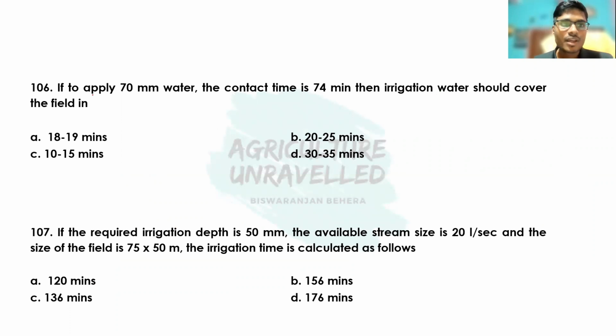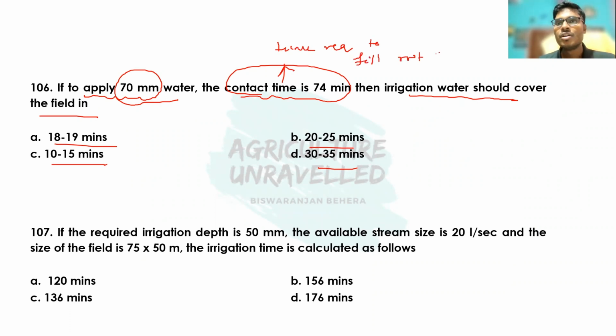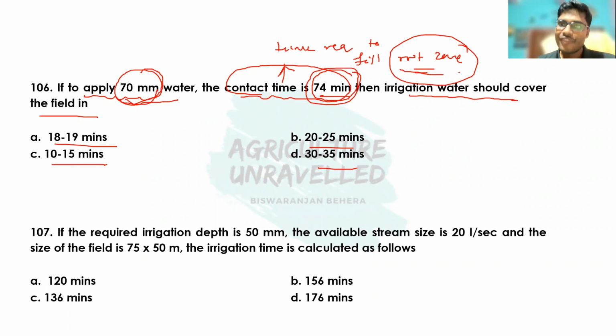So here we can see, if to apply 70 millimeter water, the contact time is 74 minutes, then irrigation water should cover the field in 18 to 19 minutes, or 20 to 25 minutes, or 10 to 15 minutes, or 30 to 35 minutes. So here contact time means the time required to fill the root zone. Okay. So to fill the root zone, 74 minute time is required. It means to fill the root zones with 70 millimeter water, 74 minute time is required.